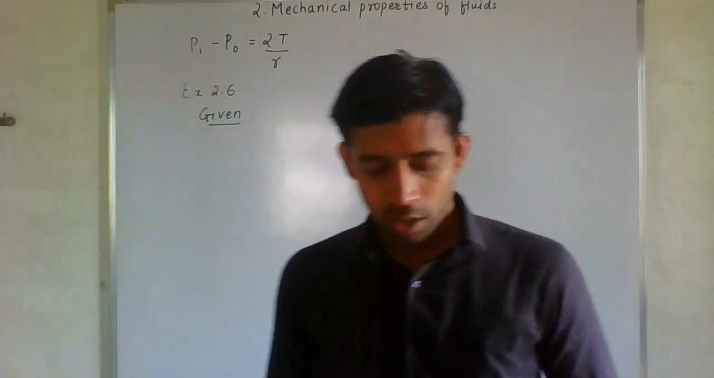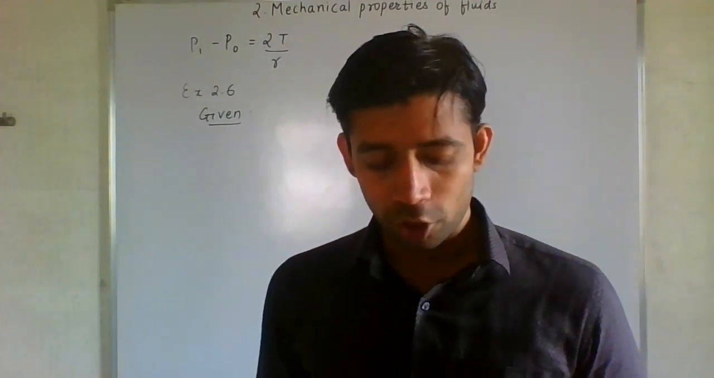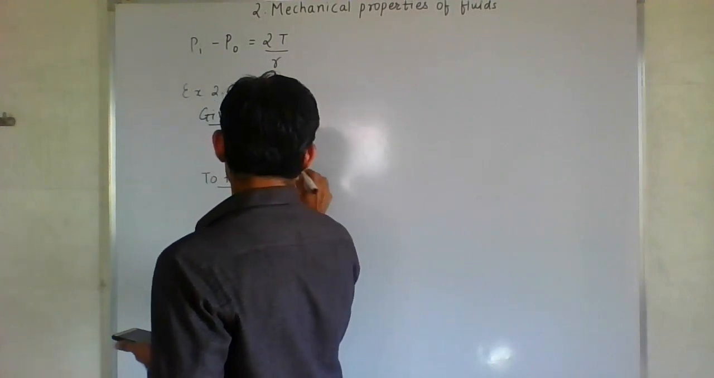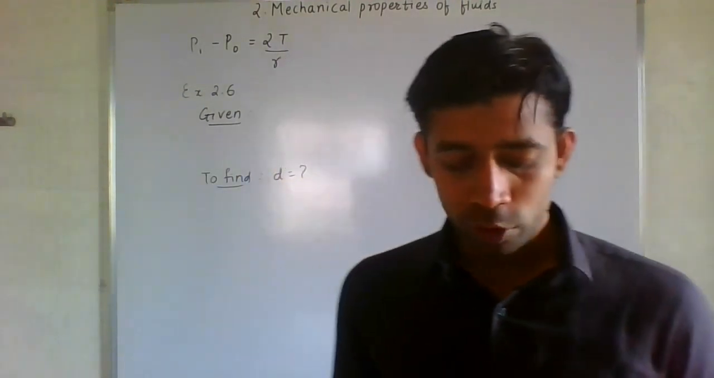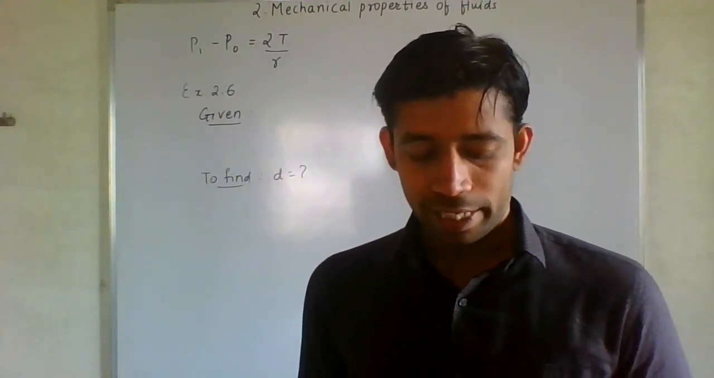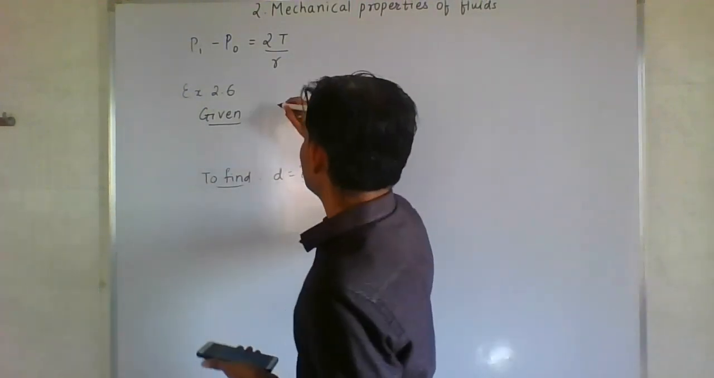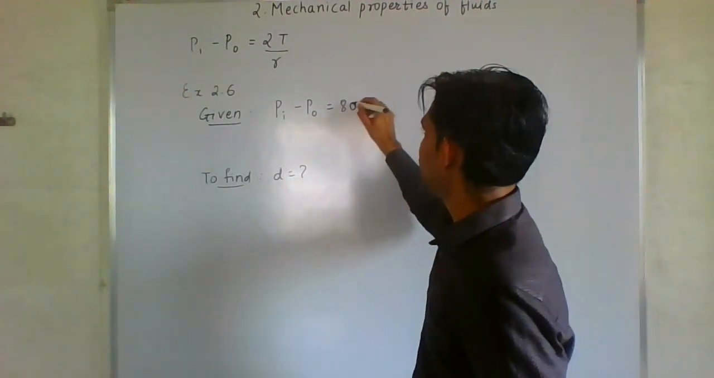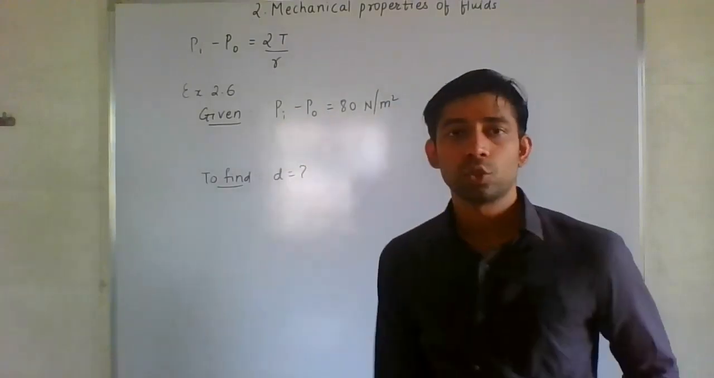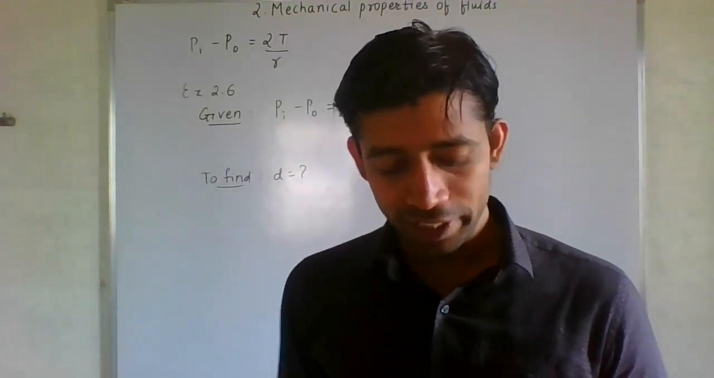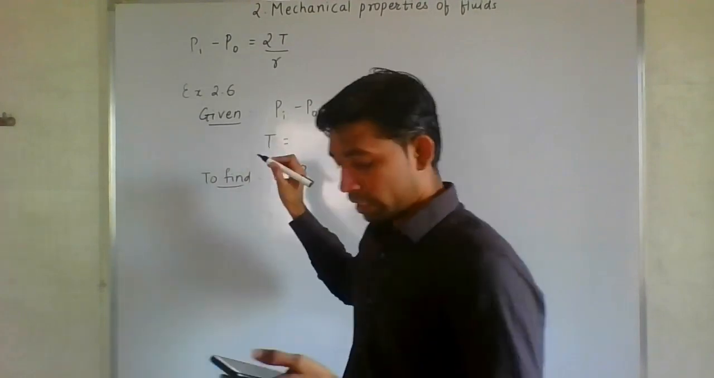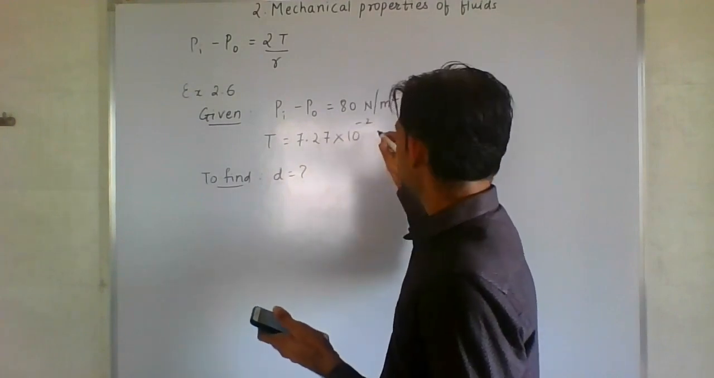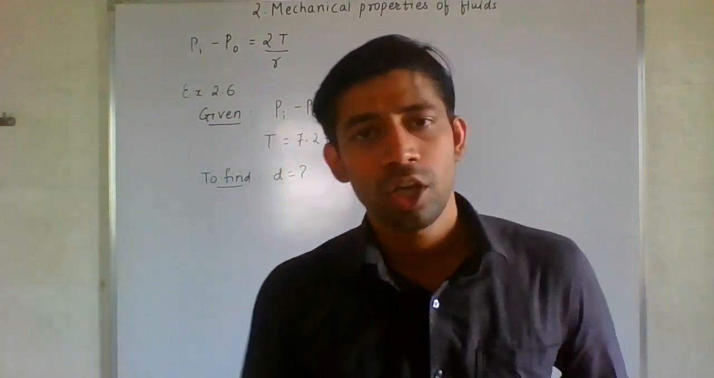I'm reading the question. What should be the diameter of a water drop? So we are supposed to find the diameter, so that excess pressure is 80 Newton per meter square. Excess pressure value is given, that is Pi minus Po is given as 80 Newton per meter square. Okay, surface tension of water is given, which is capital T equal to 7.27 into 10 raised to minus 2 Newton per meter. So these all things are given.